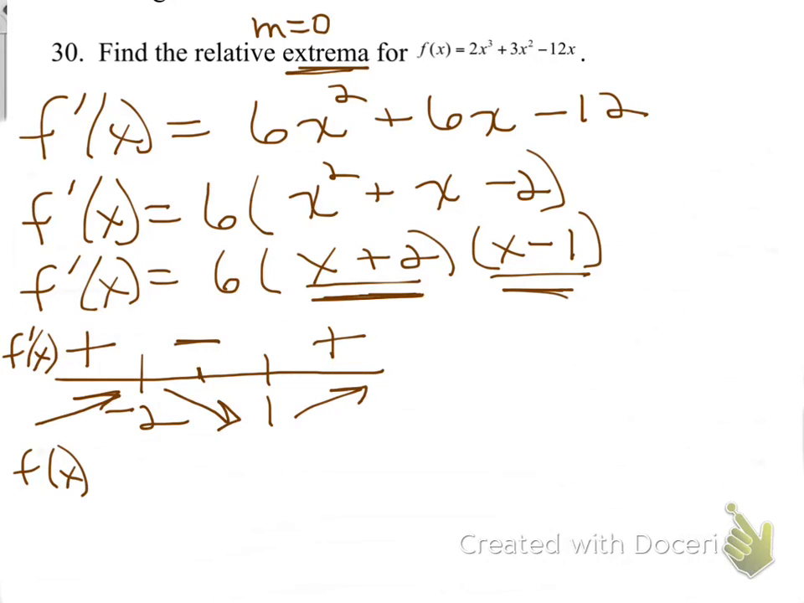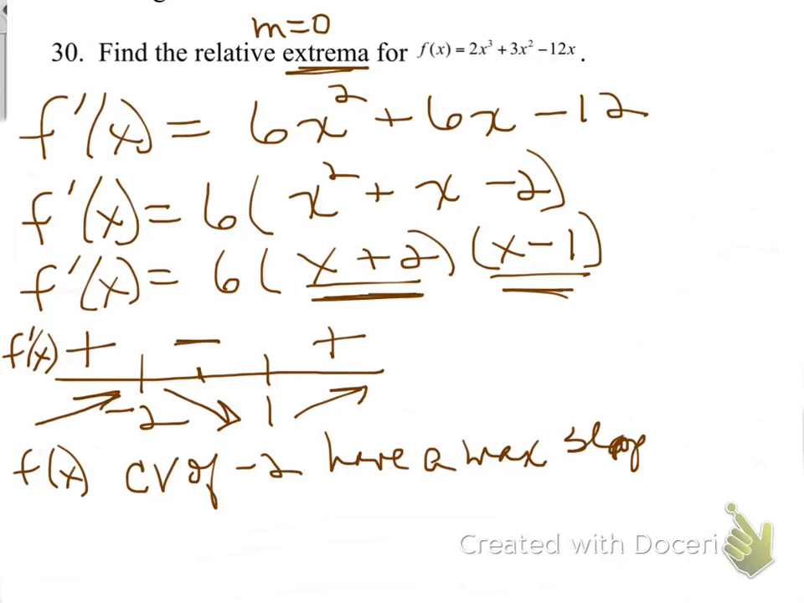So I know that at the critical value of -2, I have a max because my slope went from positive to negative.